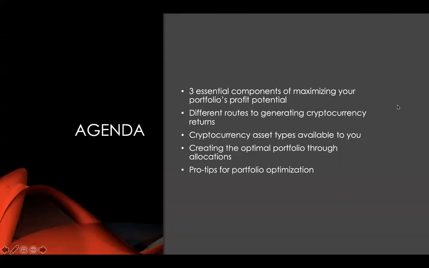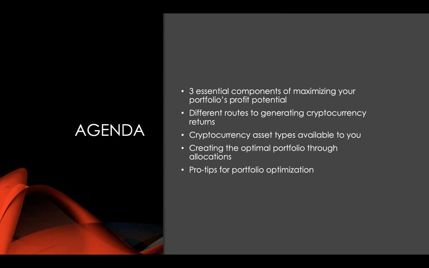Let's start off here with the agenda. There are 5 different things that we're going to be talking about. First, we're going to start off with the 3 essential components of maximizing your portfolio's profit potential. From there, we'll move into the different routes to generating cryptocurrency returns. There are several. Then we'll go into the cryptocurrency asset types available to you. There are also a ton of these as well.